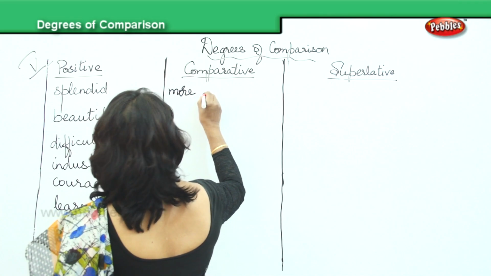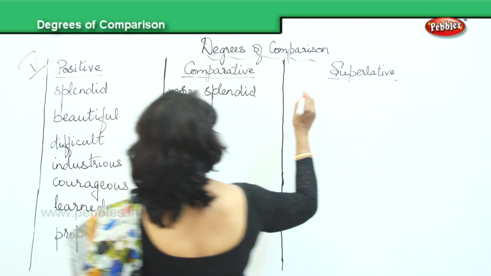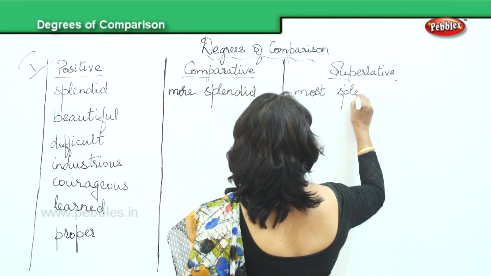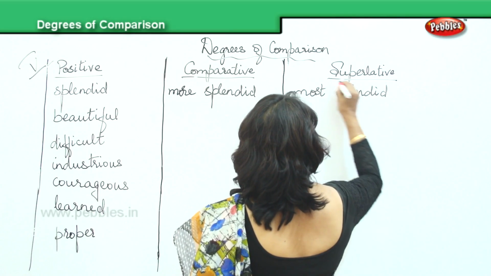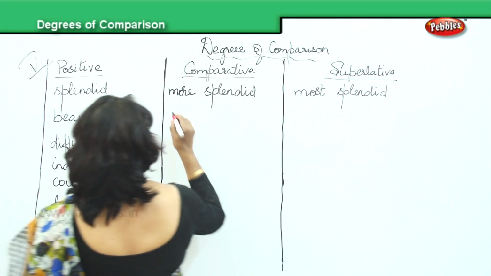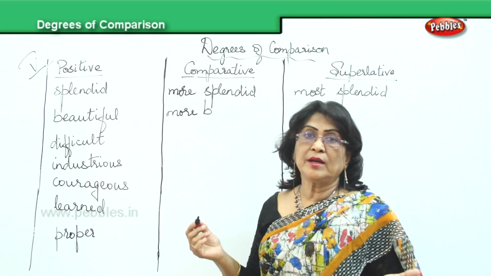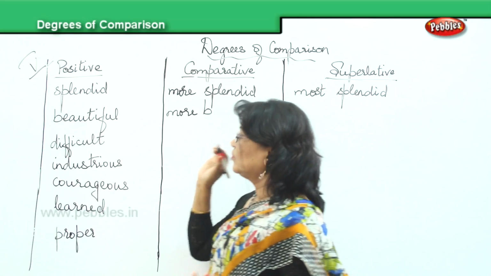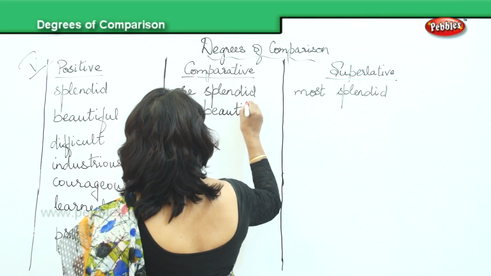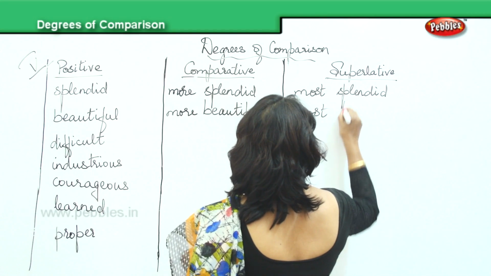More splendid and most splendid. More splendid and most splendid. Beautiful, more beautiful. We can't say beautifuler and beautifulest and all. Here we have to follow these rules. More beautiful and most beautiful.